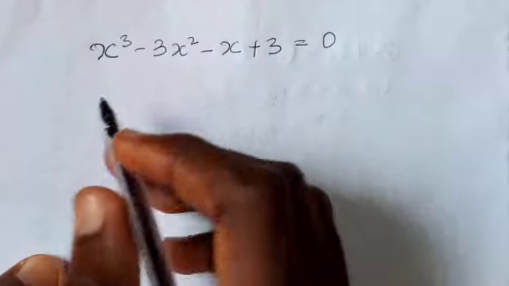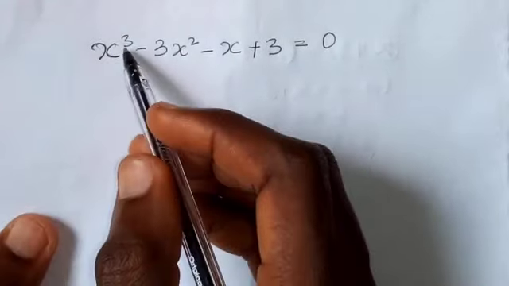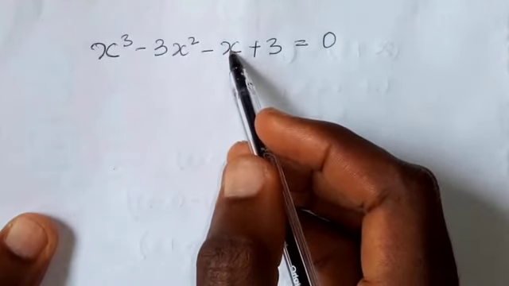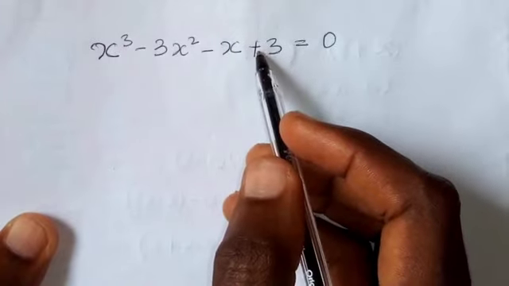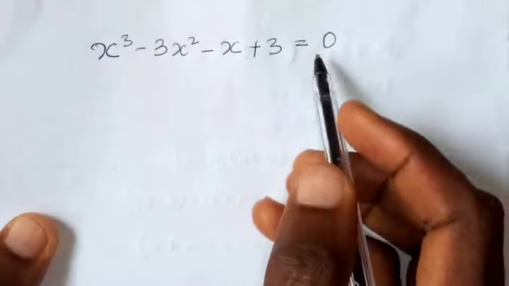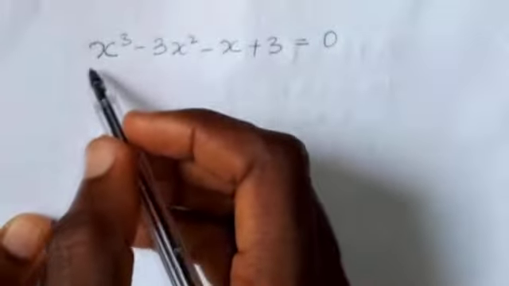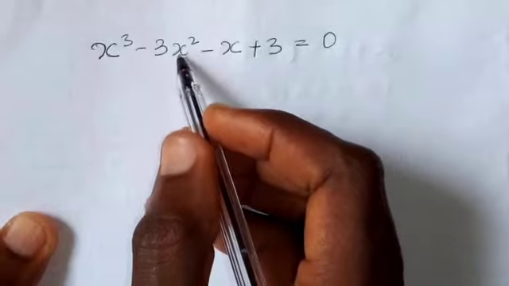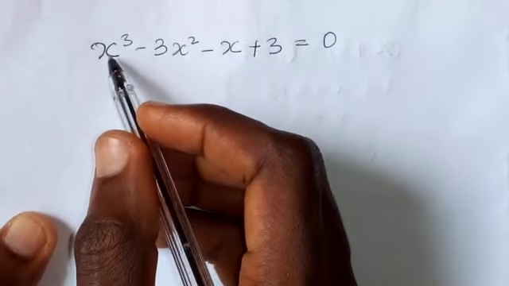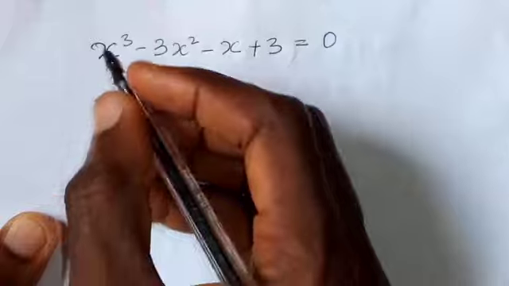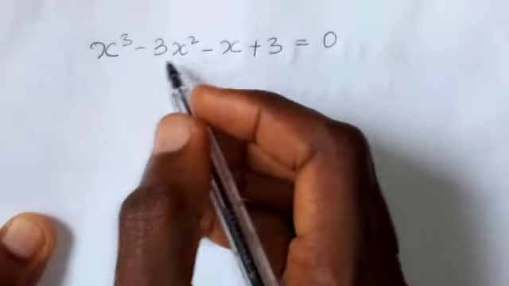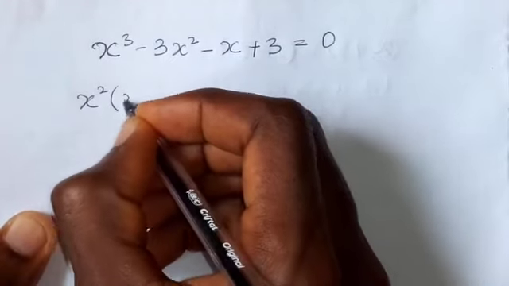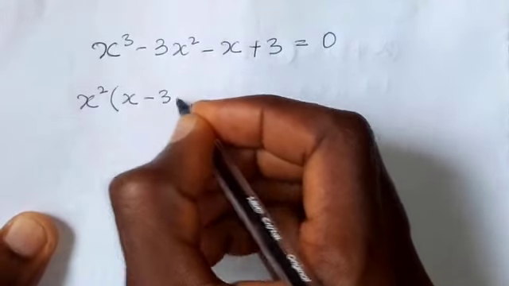Welcome. To solve this question, x raised to power 3 minus 3x raised to power 2 minus x plus 3 equals 0. Now, we have x raised to power 3, this is power of 3 and this power of 2. So it means this power of 2 can be factorized out from this power of 3. So let's factorize x raised to power 2 out of this. So we have x raised to power 2 into x minus 3.